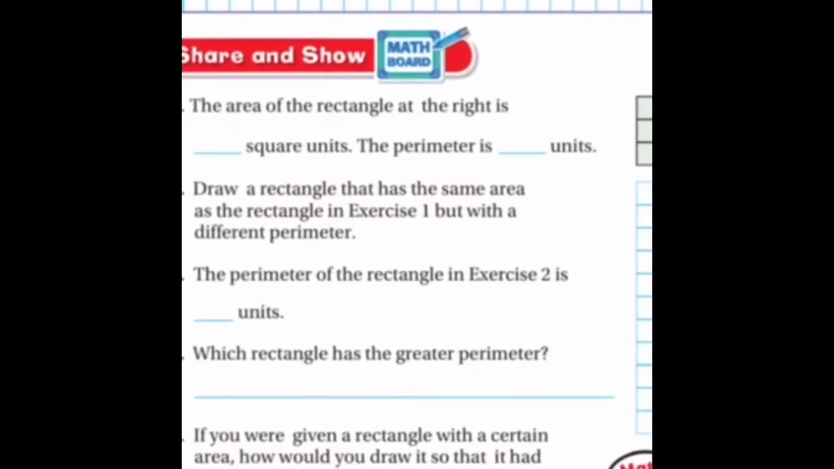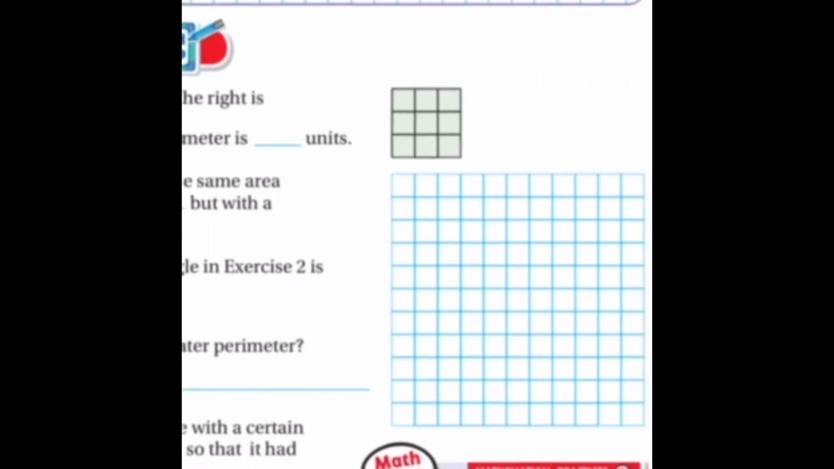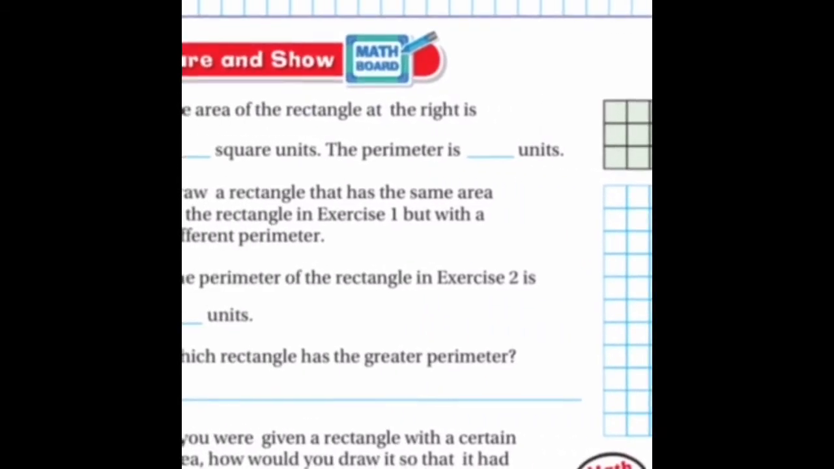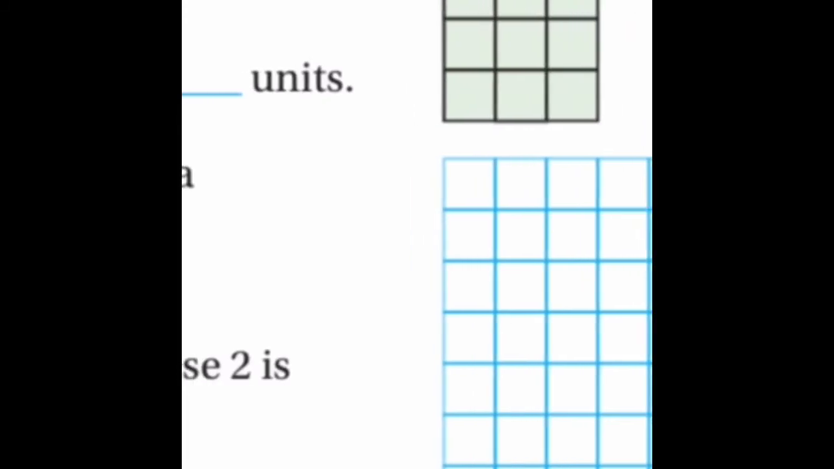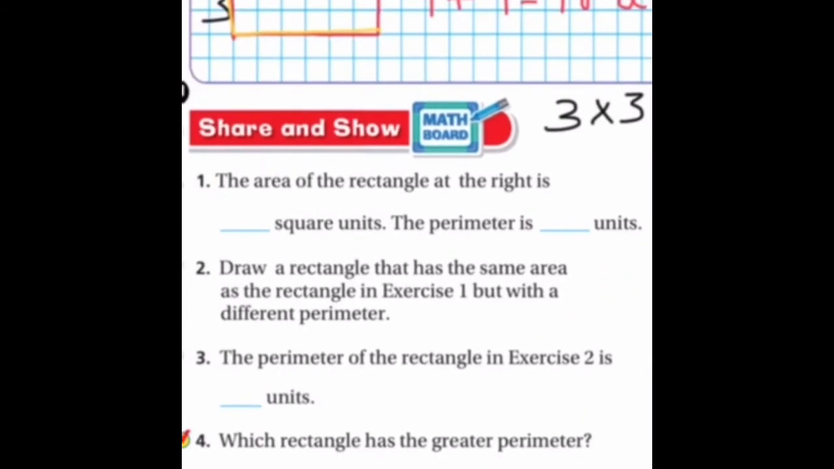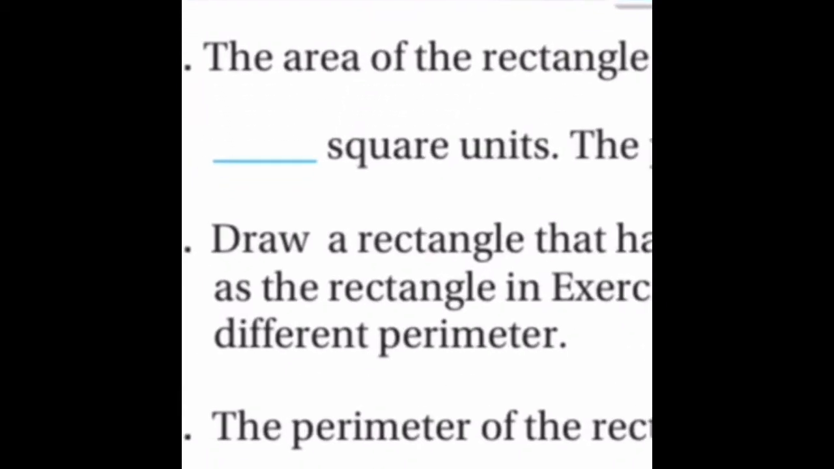Question number 1, the area of the rectangle at the right there, that little green one, is blank square units. So I'm going to measure it. That's 3 by 3, and 3 times 3 equals 9. Or you could count up the units, but I'd like to use the multiplication for practice. So the area of the rectangle at the right is 9 square units.